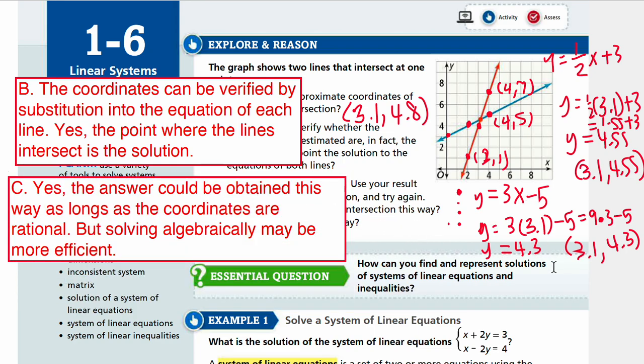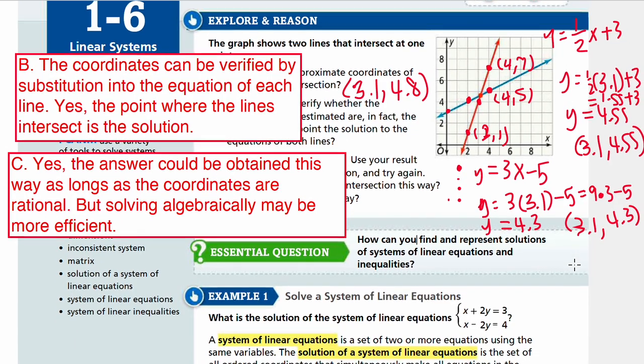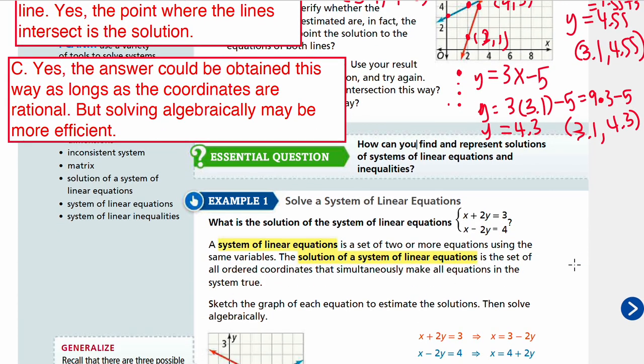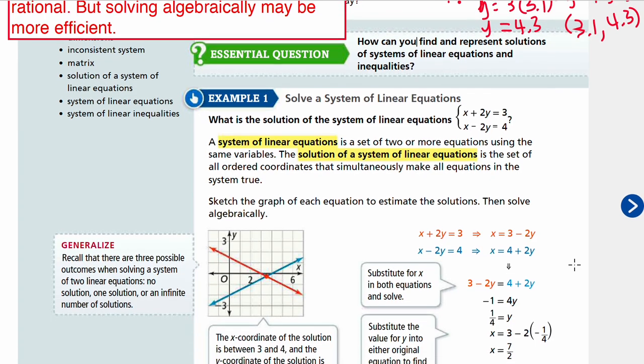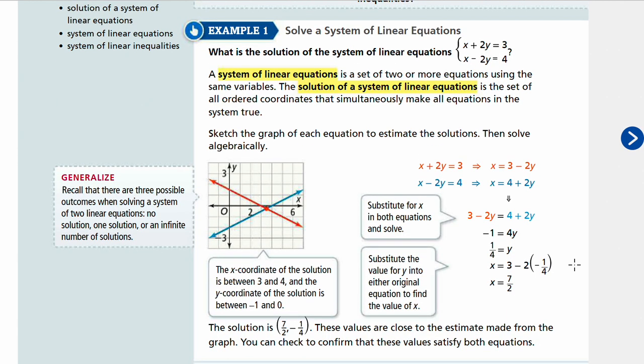So how can you find and represent solutions of systems of linear equations and inequalities? We're going to look at that. Let's look at example 1. Solve a system of linear equations. What is the solution of the system of linear equations?